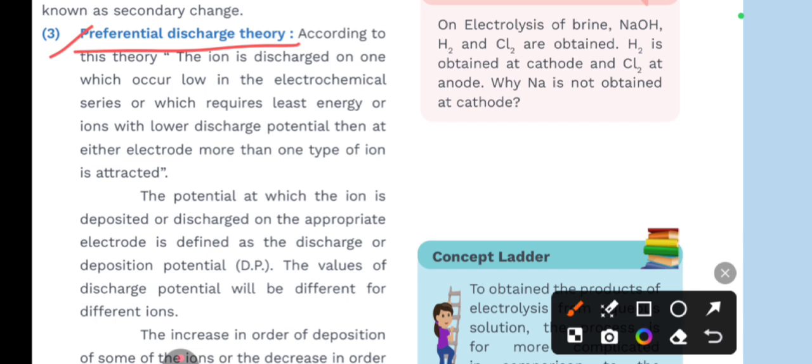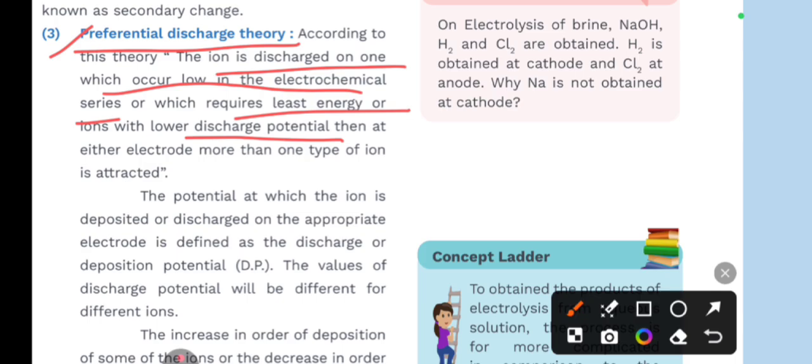What this theory says is that ions are discharged at the one which occurs low in the electrochemical series, meaning which has the lower position in the electrochemical series. In a simple way, you can say it needs less energy, or the least energy, with lower discharge potential.